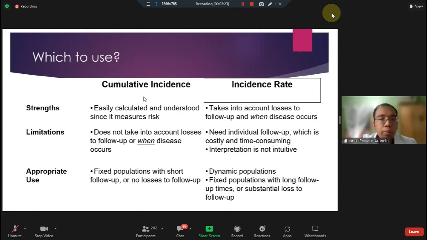And for use, cumulative incidence is for a fixed population with short follow-up or no losses to follow-up. While incidence rate or incidence density is for dynamic populations with long follow-up times or substantial loss to follow-up.